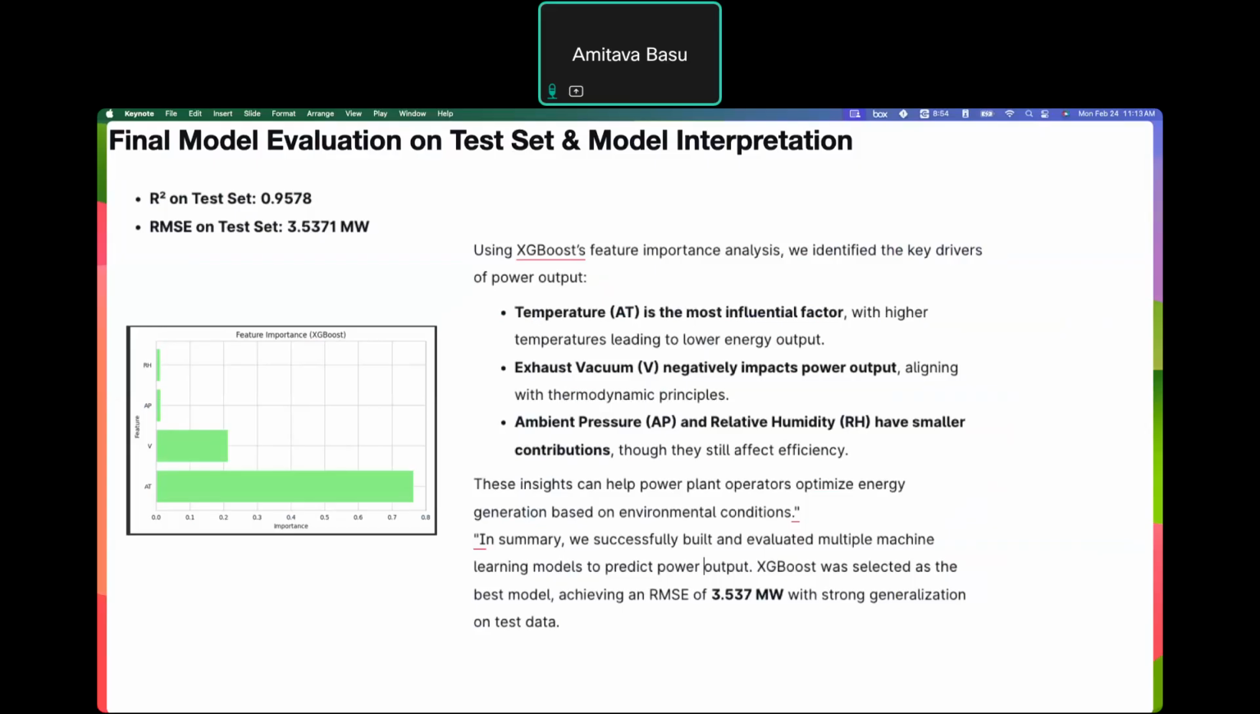So in summary, we have built and evaluated multiple machine learning models to predict power output. XGBoost was selected as the best model, achieving an RMSE of 3.537 megawatt with strong generalization on test data.